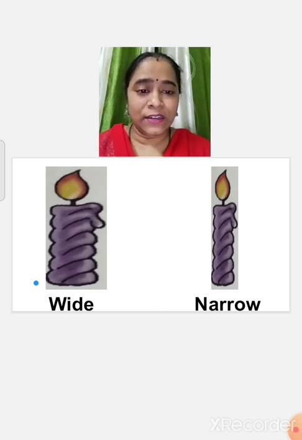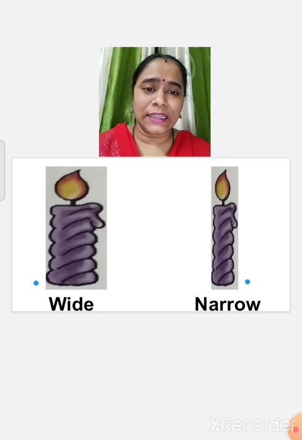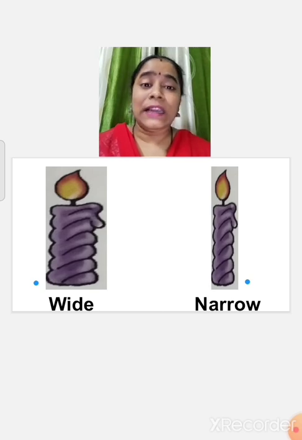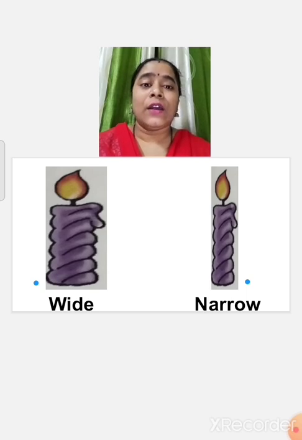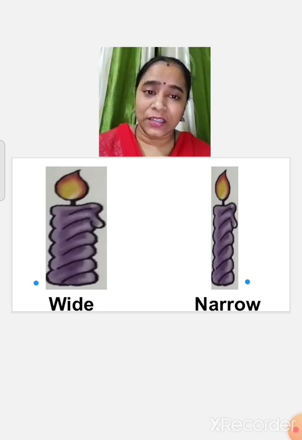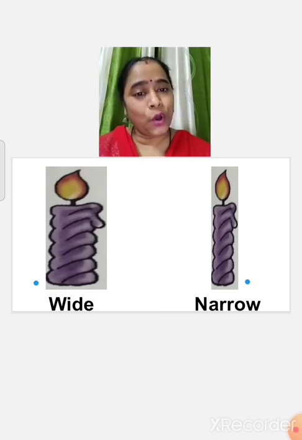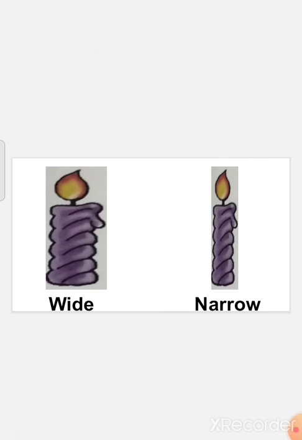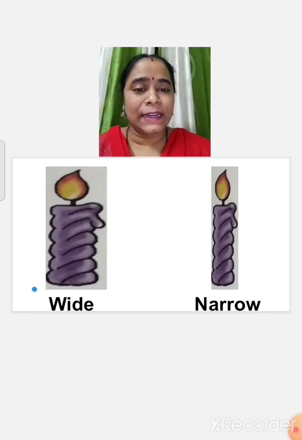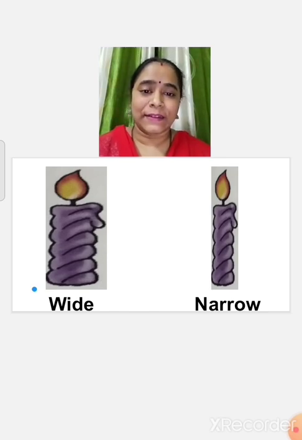Now children, see here. This candle is narrow, limited in size. The sides are closer to each other. So this candle is narrow. This candle is wide. And this candle is narrow. Okay. So children, all of you understood?